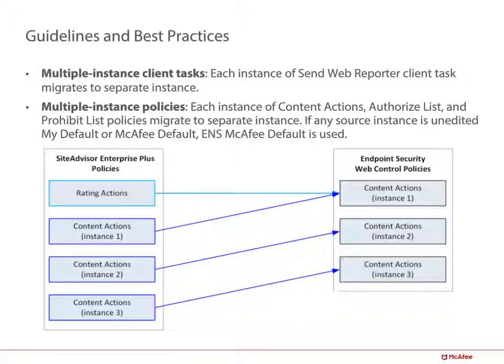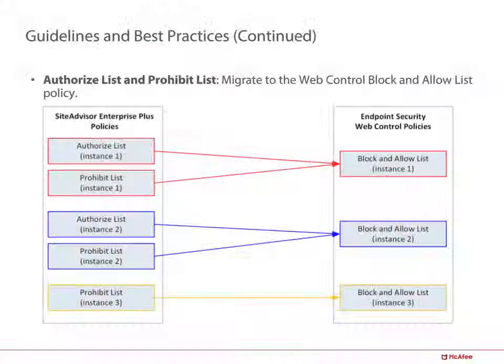If you have any source instance that is unedited in the My Default or the McAfee default, the ENS McAfee default will be the one that will be used. The authorized list and the prohibit list that you had in the Site Advisor will migrate to the web control block and allow list policies.